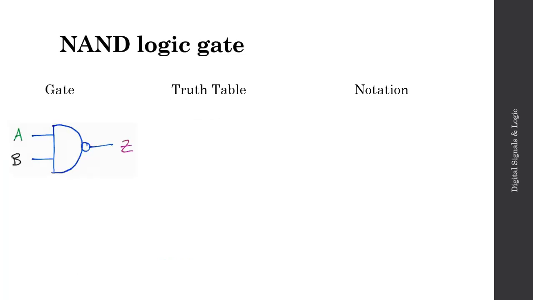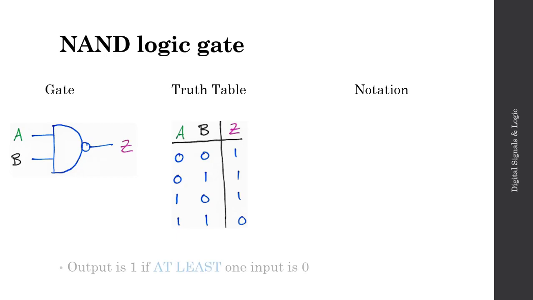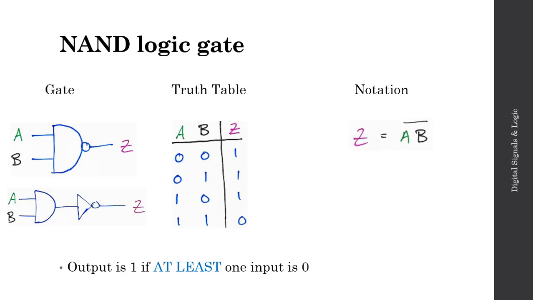Here is the NAND logic gate, or a not AND logic gate. Truth table for the NAND looking like so. And what you notice is that the output is 1 or high if at least one of the inputs is 0. Okay? So you could also draw the NAND logic gate with an AND gate followed in series by a NOT gate. It would have the same truth table. And then the notation for the NAND gate is going to be Z equals not A times B.